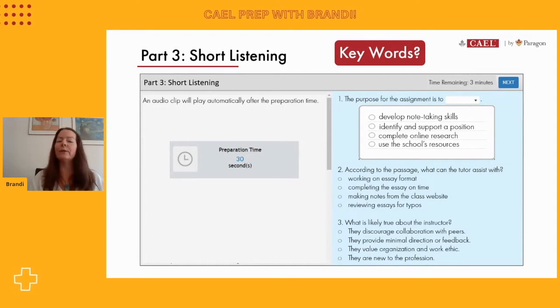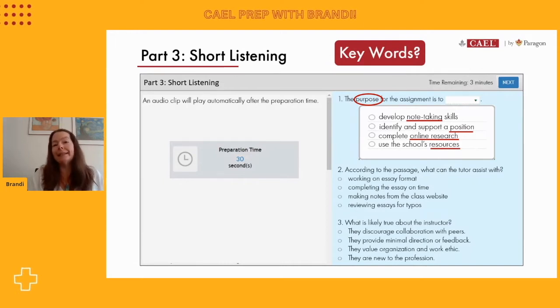You'll skim read over the questions and answer choices, looking for those keywords. So question number 1, we say, is all about the purpose of the assignment. And when we look at those 4 answer choices, we see things that talk about note-taking, supporting a position, doing some kind of research online, and also using resources.